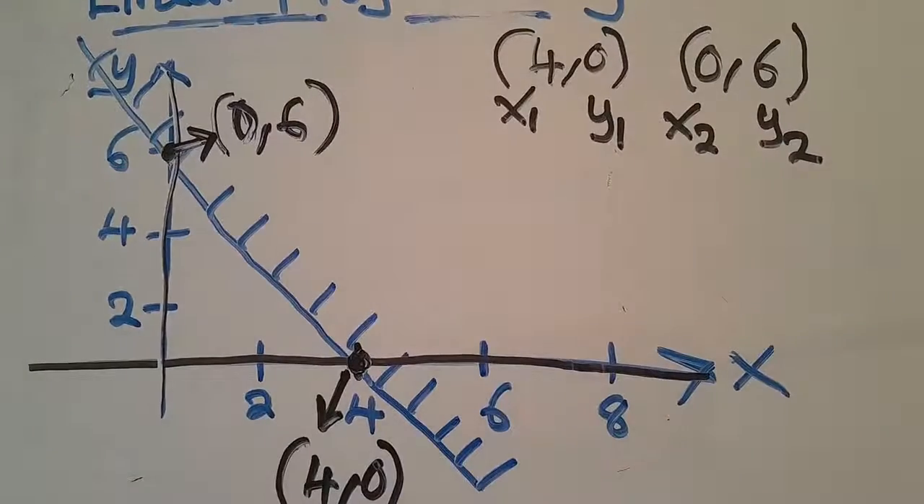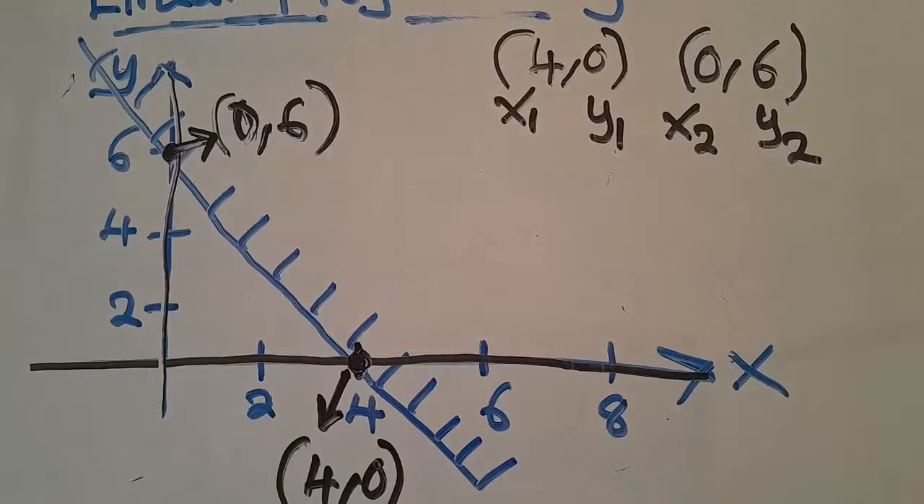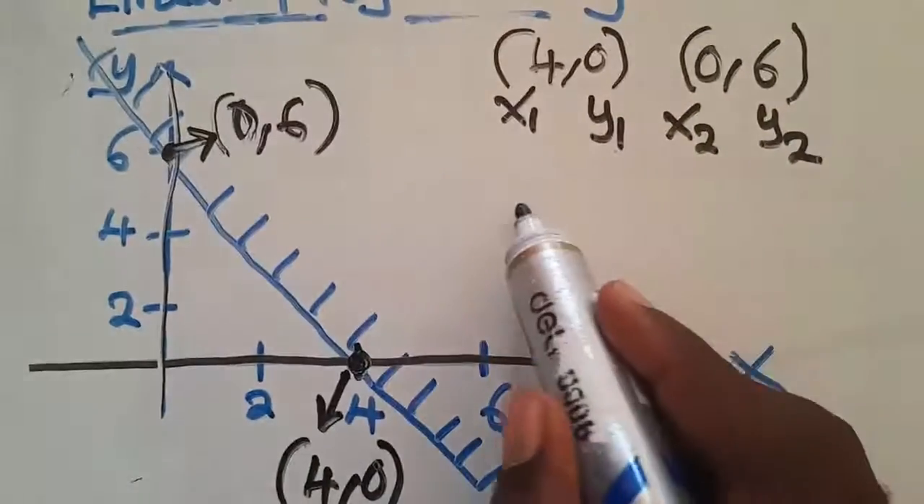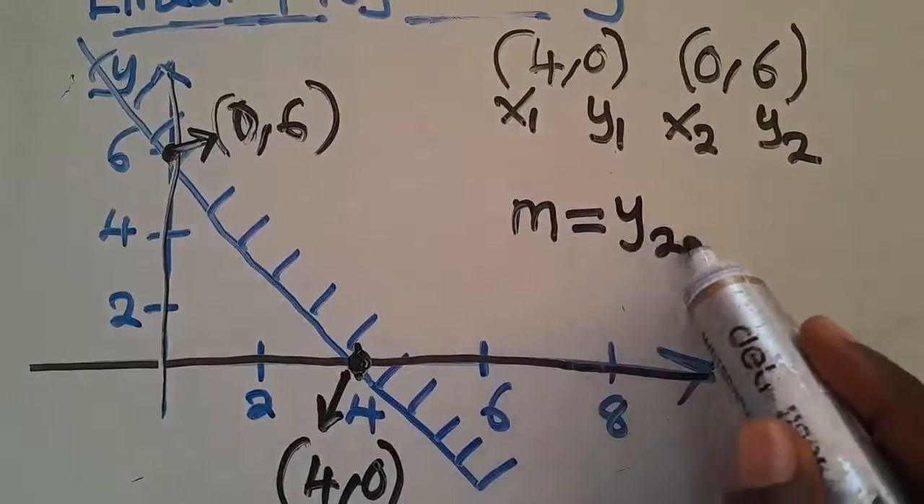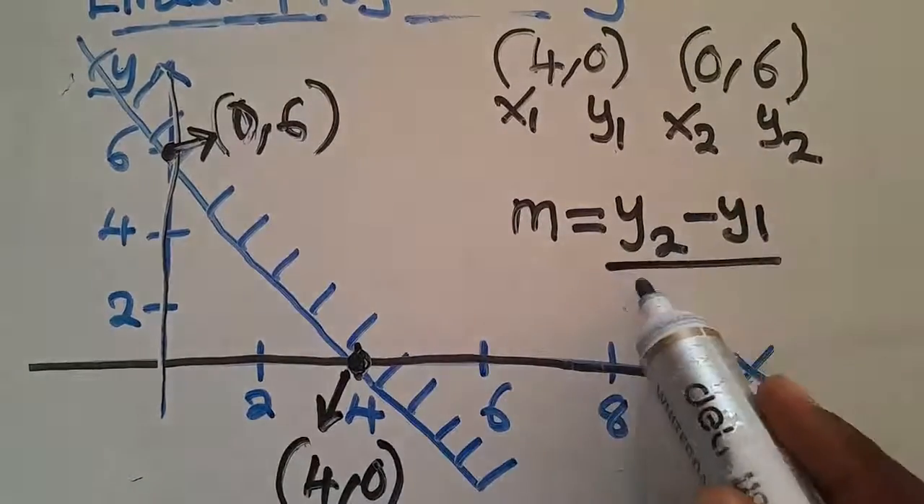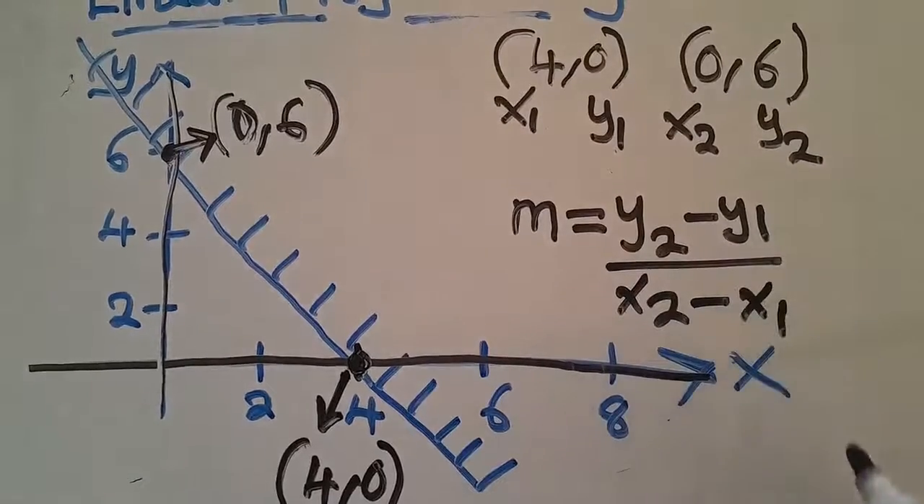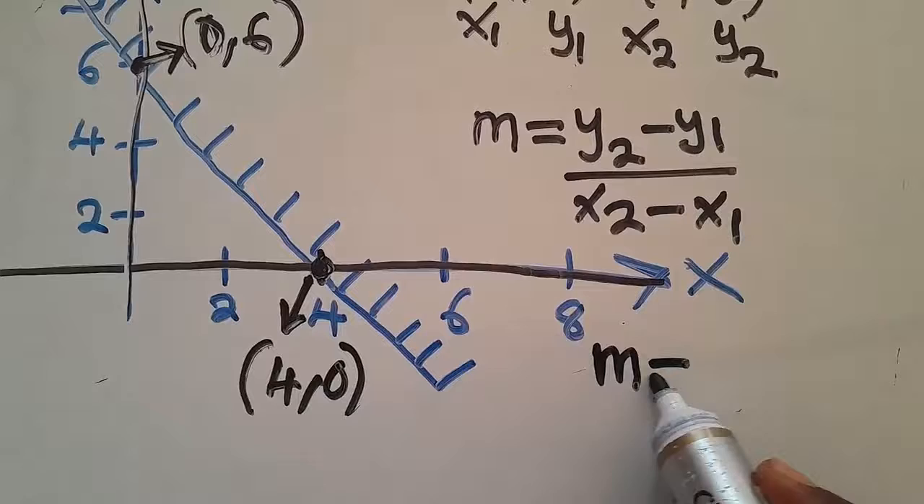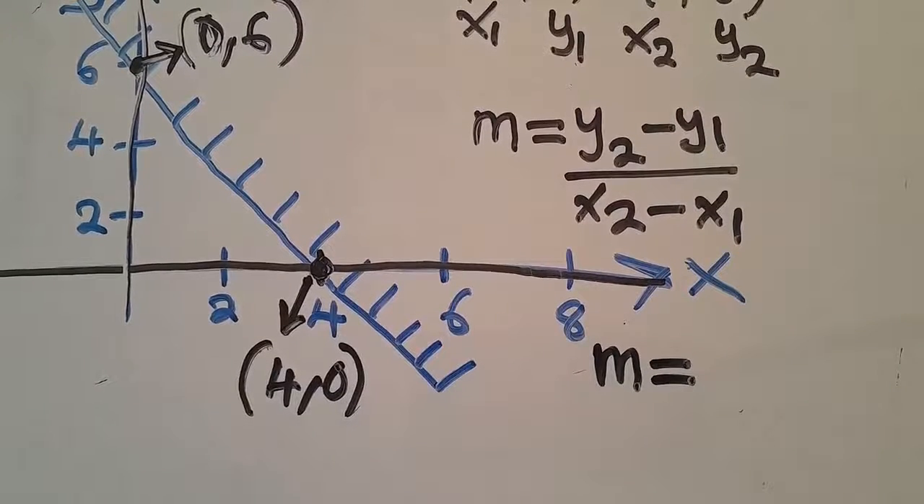Then you find the gradient. So the gradient is given by the formula: m is equal to y2 minus y1 over x2 minus x1, like that. That's how we find the gradient. I want you to understand this. The first thing that I've said is get the coordinates. After getting coordinates, find the gradient.